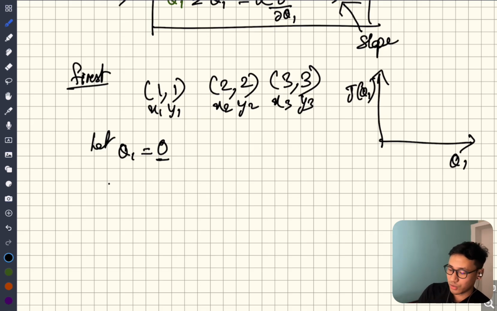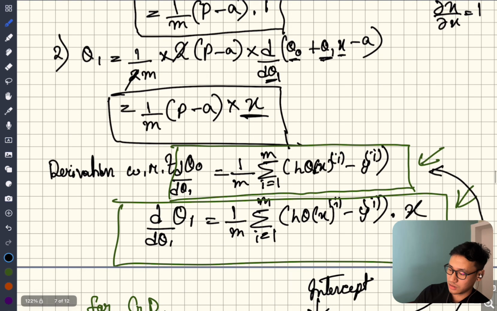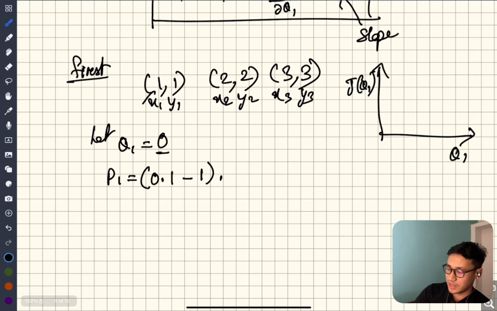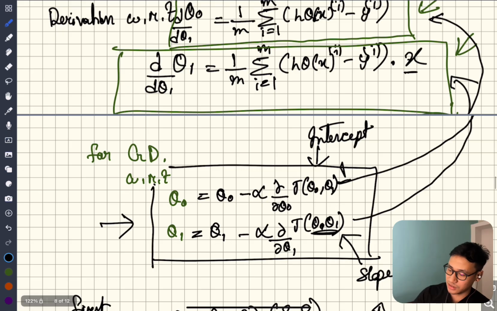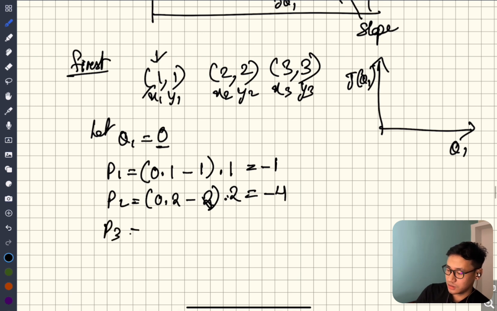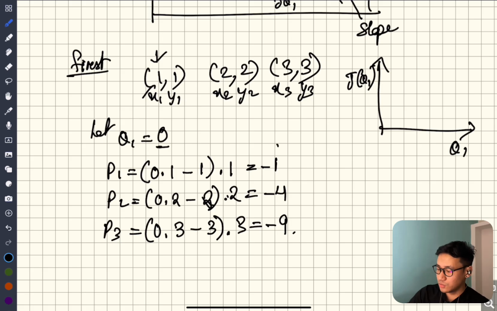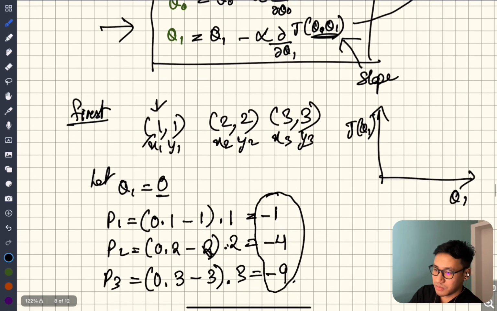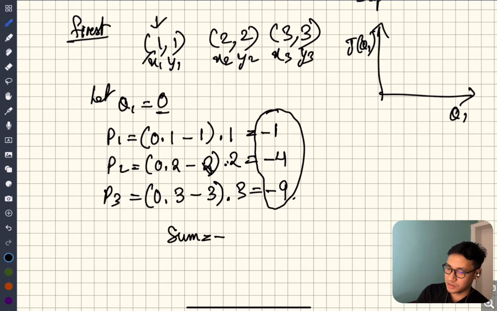So theta 1 value is 0. For point 1, if we try to calculate, theta 1 is 0 into x1, 1, minus the actual value, which is 1, and x here is 1. If you work this out, you will get -1. For point 2, 0 into 2 minus 2 into 2, it is -4. Point 3, 0 into 3 minus 3 into 3, we will get -9. You sum up all the values, and the sum is -14.